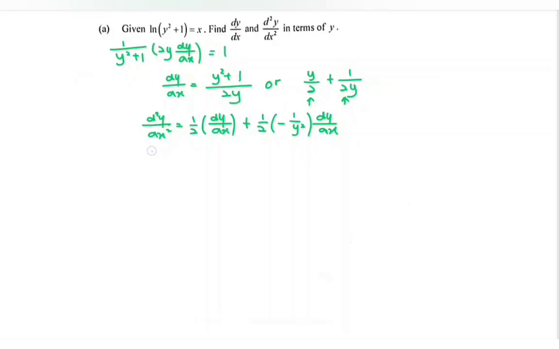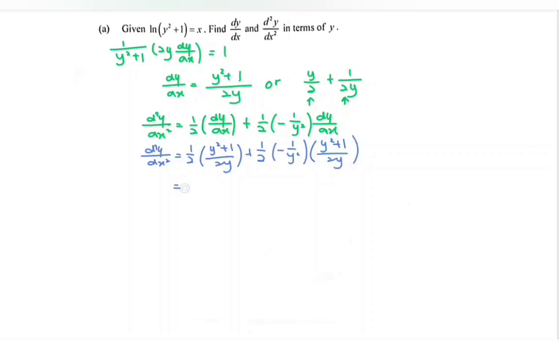So if we substitute the dy/dx, we have the second derivative equals 1 over 2 bracket (y squared plus 1) over 2y, plus 1 over 2 bracket negative 1 over y squared bracket, (y squared plus 1) over 2y. Kindly rewrite the situation. So in here, we have (y squared plus 1) over 4y, minus (y squared plus 1) over 4, and then continue, y to the power of 3.